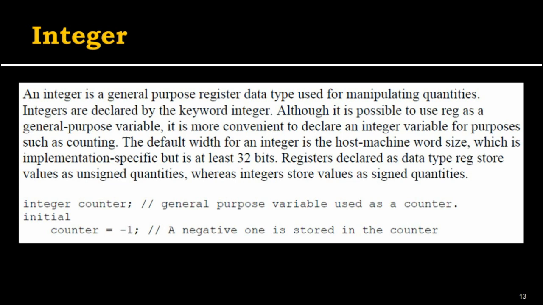Consider the example: integer counter. Counter is an identifier, integer is a data type. Then initial counter equals -1. Here the negative 1 is assigned to the counter. The counter is declared as an integer. So an integer can store a negative number, that is, it can store a signed number.